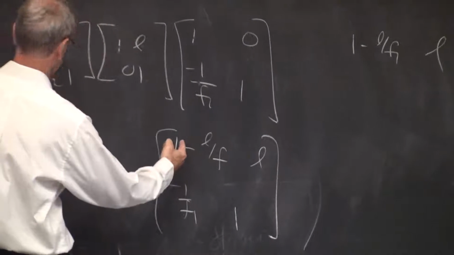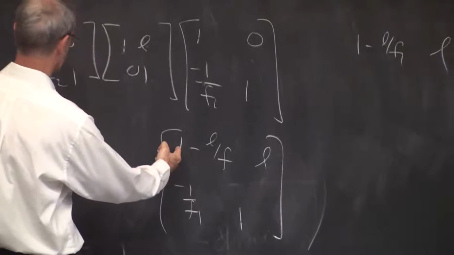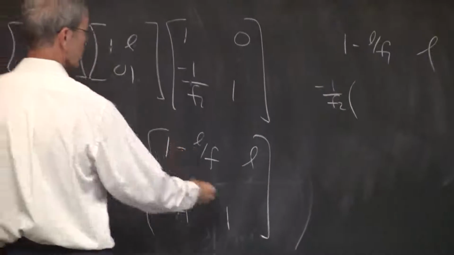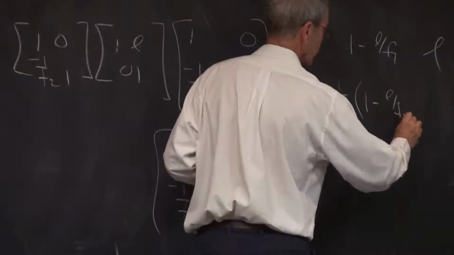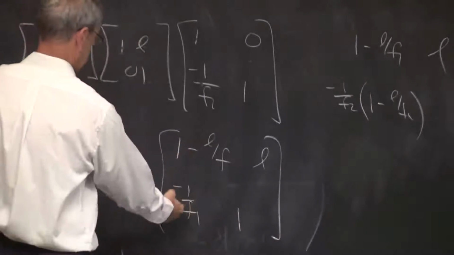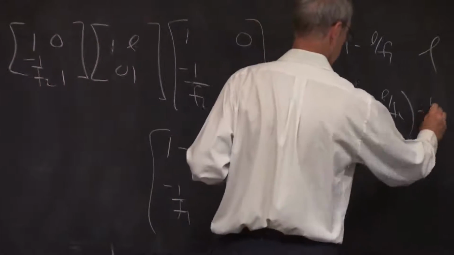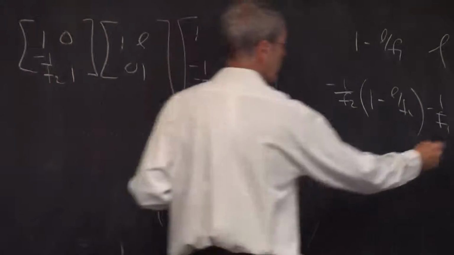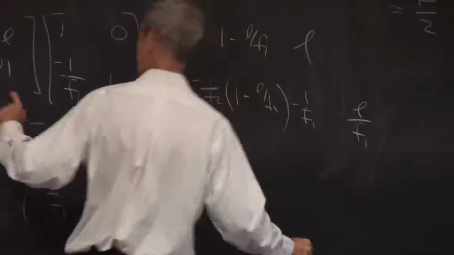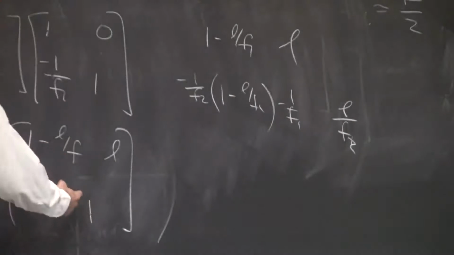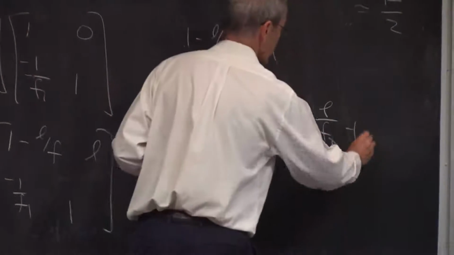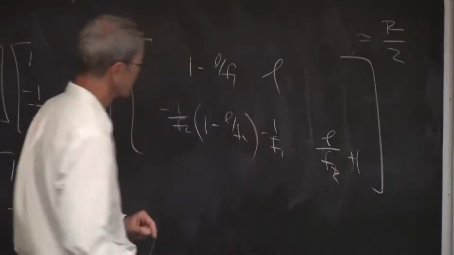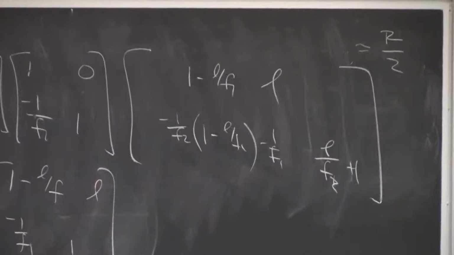Okay. This one's a mess. Minus 1 over F2 times 1 minus L over F1. And then minus 1 over F1. And then finally, L over F1 or F2. I'm just whipping through this thing. Plus 1. Okay, so there's my, I probably made a mistake someplace.